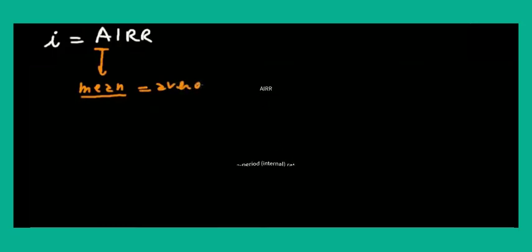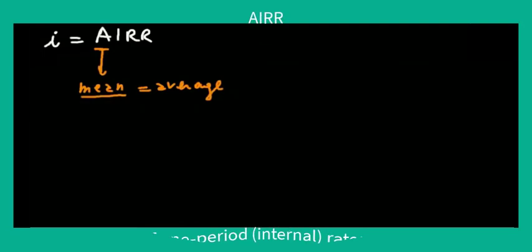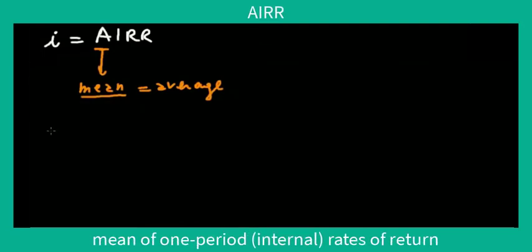We now show that this rate of return that we have called average internal rate of return is indeed an average, is indeed a mean. Then we delve into details of this mean. Now, to this end, we get back to the example we proposed.